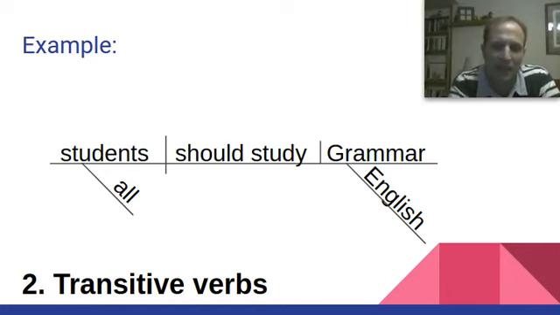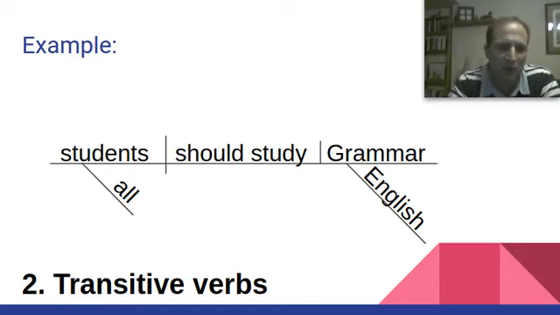And then once again, we've also added the word English, because we're not just talking about grammar, we're talking about what kind of grammar. It's English grammar, and English grammar would be considered some sort of adjective, probably a modifying noun in this case. But fine, we're dealing with a transitive verb here, and you can see the structure is set up to work very clearly. All students should study English grammar.